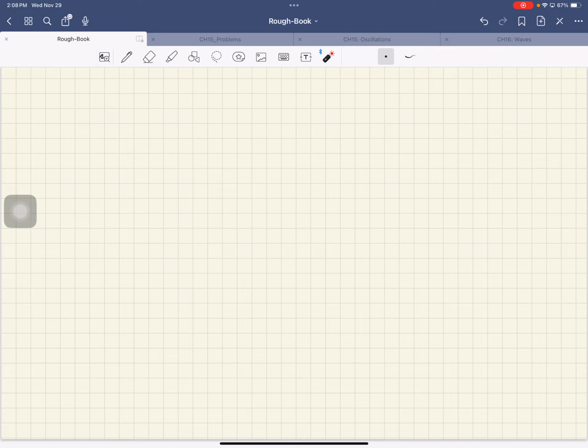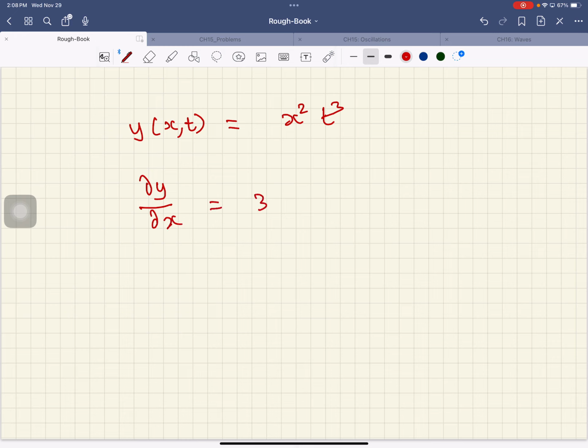So let me give you an example. This is a simple example. For y equal to x squared t cubed, del y by del x would be 2x t cubed, and del y by del t would be x squared times 3t squared. So when you're taking the derivative with respect to one variable, you're keeping all the other variables constant. That's what partial derivative means.